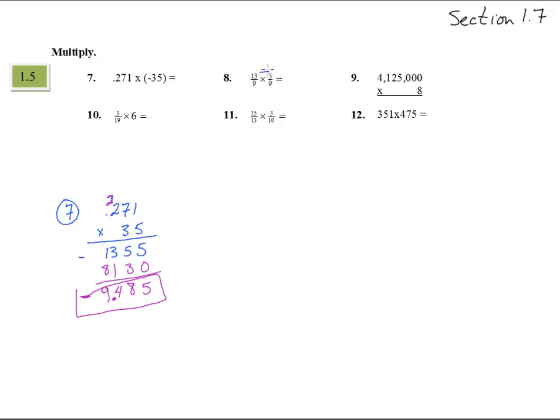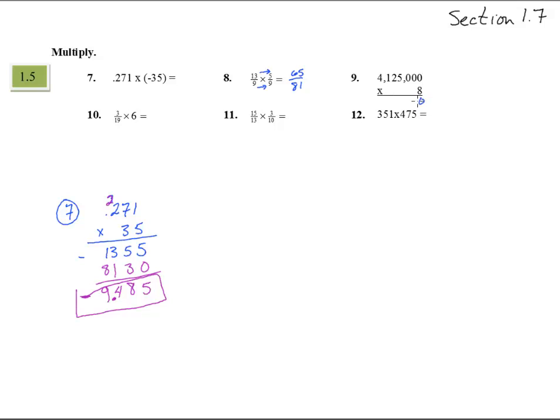Here, these are fractions. We just times straight across. Now, it's interesting. This problem is set up and it has common denominators. We don't need that for multiplication. Somebody's trying to trick us. 13 times 5 is 65. 9 times 9 is 81. That's it. Here we go.